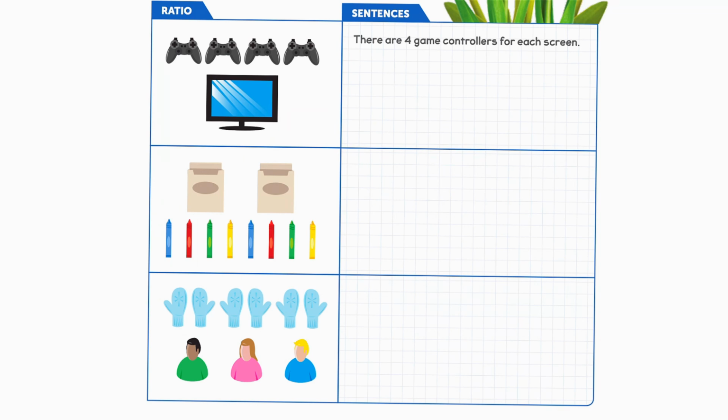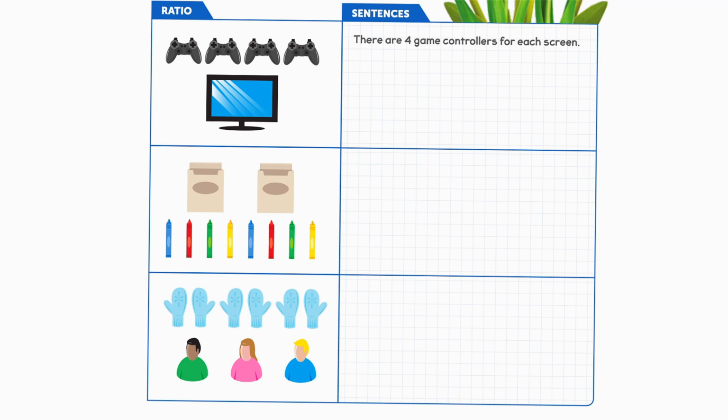First, we're going to start here by warming up our brain. We're going to be looking at these pictures here and think about how we can write about them using ratio language. So here we have an example. There's 4 controllers and 1 screen. So the ratio that I can say is there are 4 game controllers for each screen. Now for these, there's different ways that we can think about it.